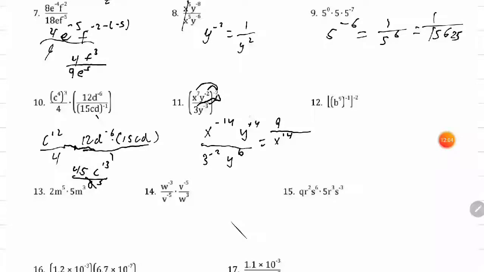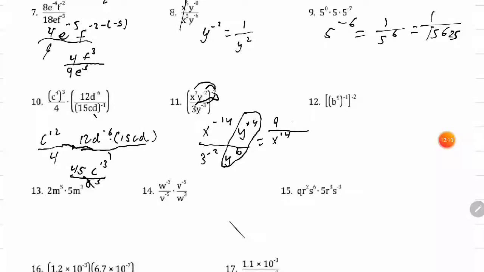And then we're going to look at y to the 4th minus y to the 6th. And that's going to be y to the negative 2nd. So finally, we have 9 over x to the 14th, y to the 2nd. Next up, number 12.